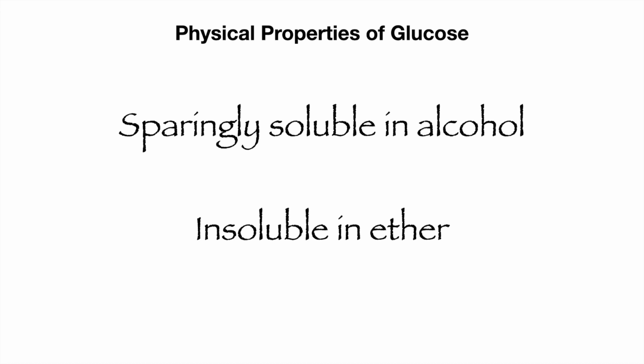But glucose is sparingly soluble in alcohol and insoluble in ether. This sparing solubility in alcohol is the property that made us separate glucose and fructose in the laboratory method we have discussed. This is it for this video.